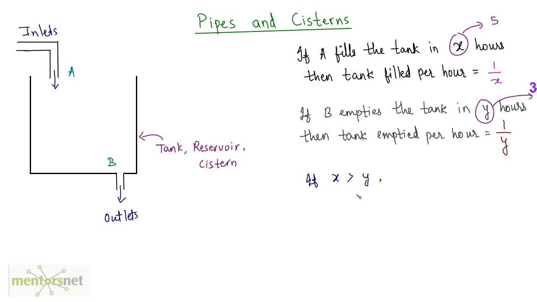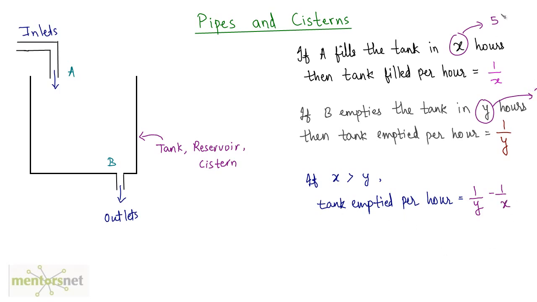So in such a situation, when the time taken to fill is more than the time taken to empty, the tank is emptied. So the tank emptied per hour will be equal to the fraction of tank emptied by B minus the fraction of tank filled by A in 1 hour. So that's one formula right there.